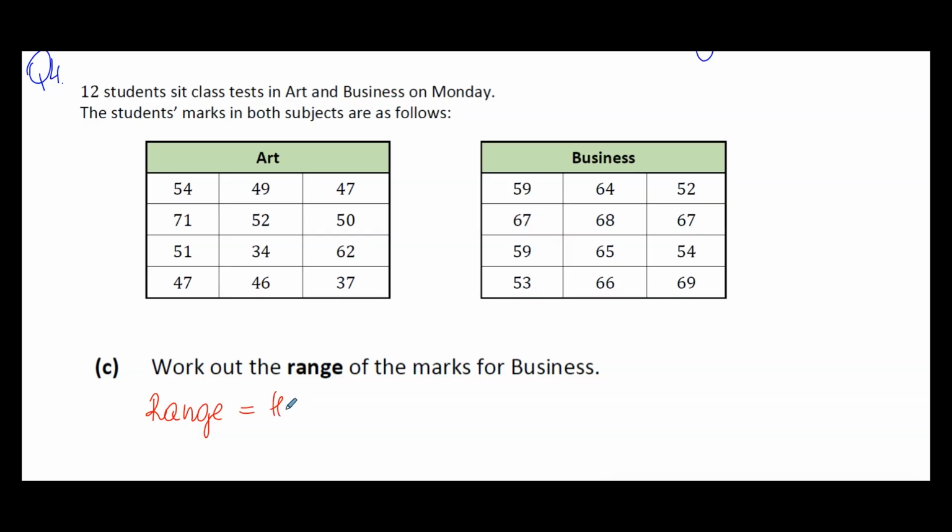It's a pretty simple calculation. We take the highest value, and from that we take away the lowest value. So when it comes to business, the highest value that we have here is 69, and the lowest value that we have here is 52. And we put that in the calculator, we get that that is 17.